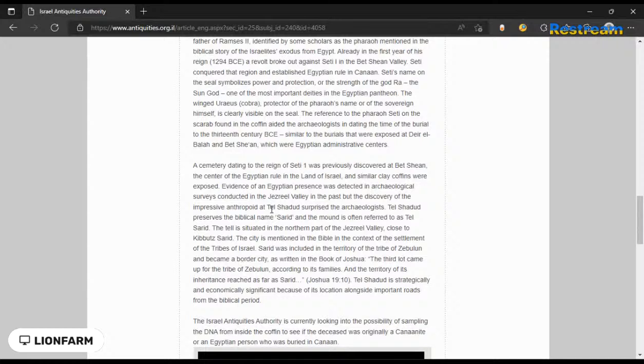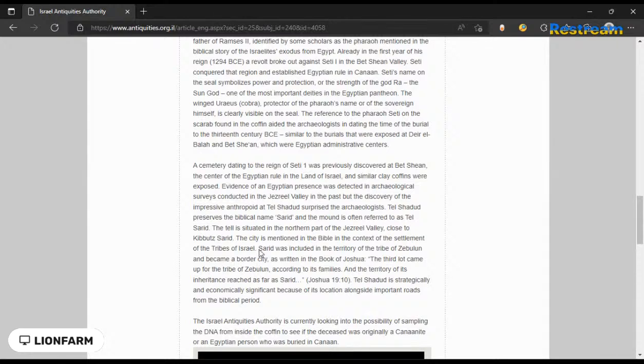When we talk about Tel Shadud, right? Obviously, it was surprising. Evidence of an Egyptian presence was detected in archaeological surveys conducted in the Jezreel Valley in the past, but the discovery of the impressive one in Tel Shadud surprised archaeologists. Tel Shadud preserves the biblical name Sharad. How do you say that? Or Sharad. And the mound is often referred to as Tel Sharad, right? What's going on there?